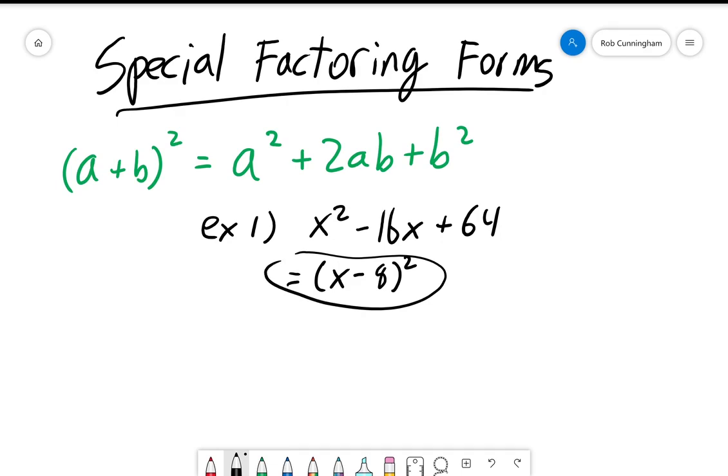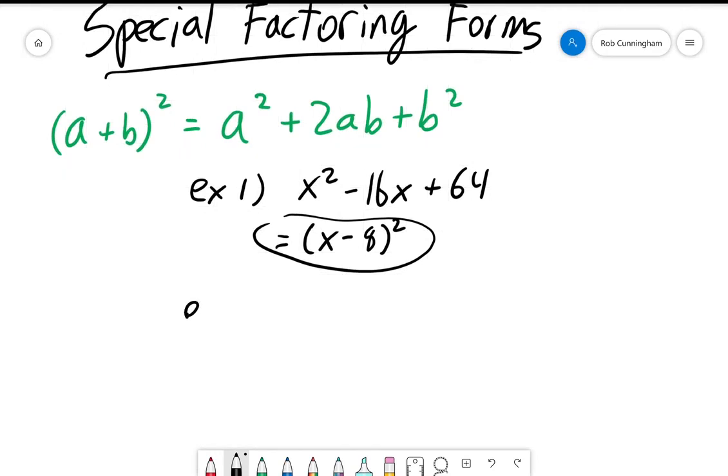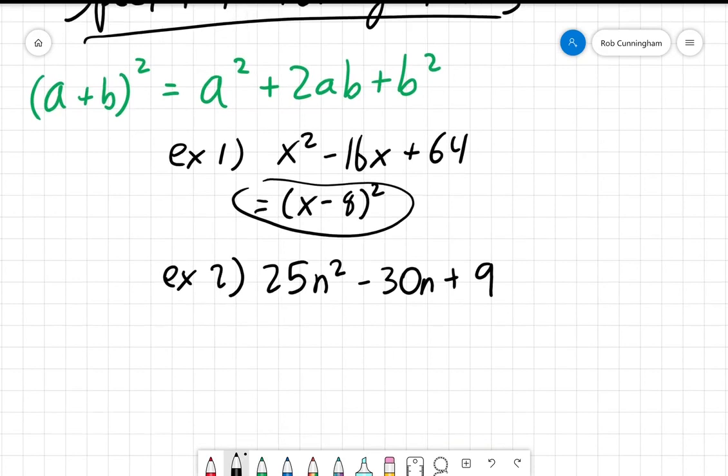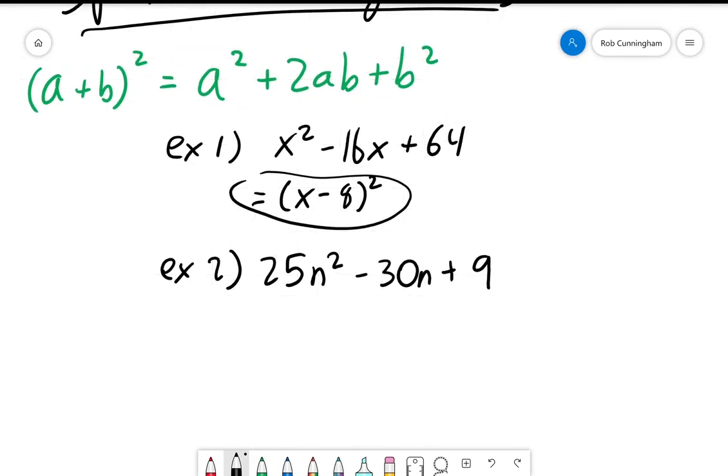Let's do another one. Let's do a more difficult one. How about something crazy like 25n squared minus 30n plus 9? Now, we've never even seen anything like this before. It looks completely bonkers, but if you look at the two outsides, you can see that they're both perfect squares. So this could be a perfect square trinomial.